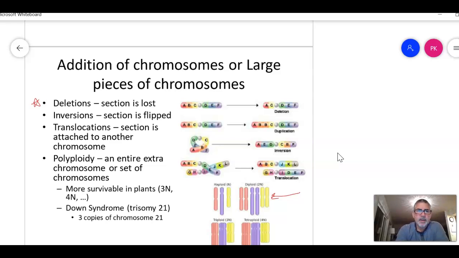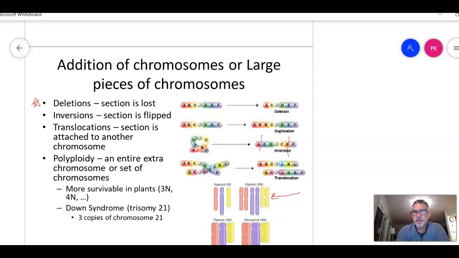So deletions, inversions. An inversion is where it's flipped. Now the problem with being flipped, if you look at the inversion here, right, we've got a loop and then it's flipped. Instead of being A, B, C, D, E, F, it's A, E, B, C, D, F. So we've got a section that was flipped, right? It's flipped right here, right? So it got flipped over.